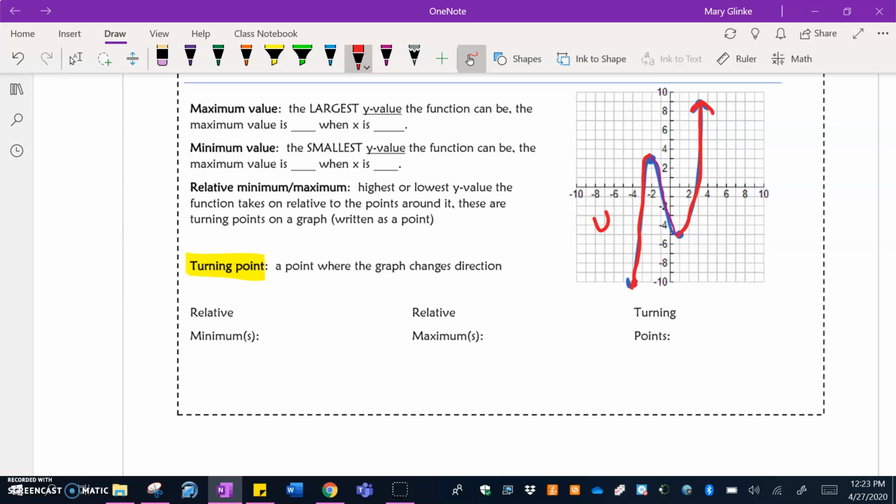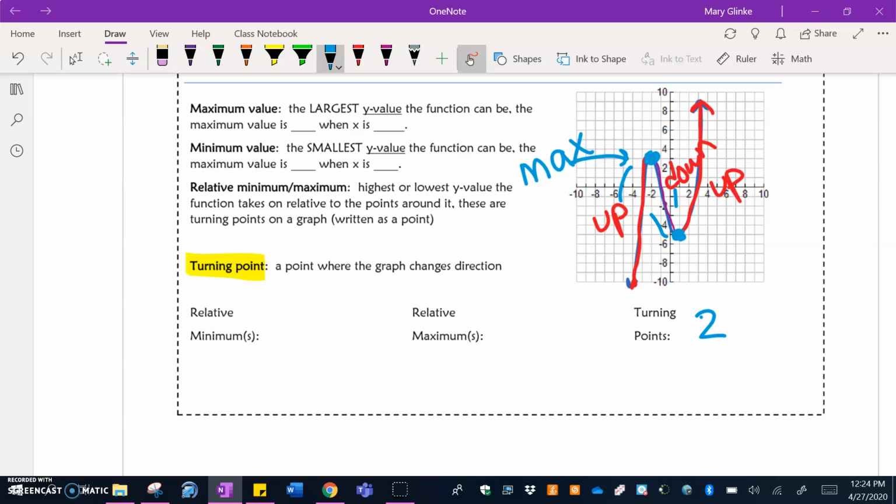So it goes up, then down, then up again. So wherever we actually turned is going to be a maximum or a minimum. It's going to be a turning point. So for this one, we have a total of 2 turning points. And wherever we go from going up to down, that is going to be a high point. That's going to be a maximum.